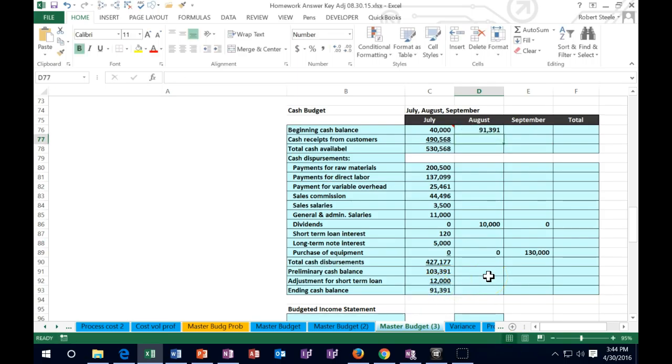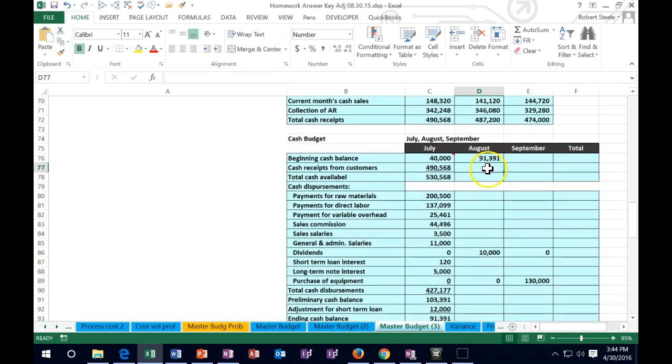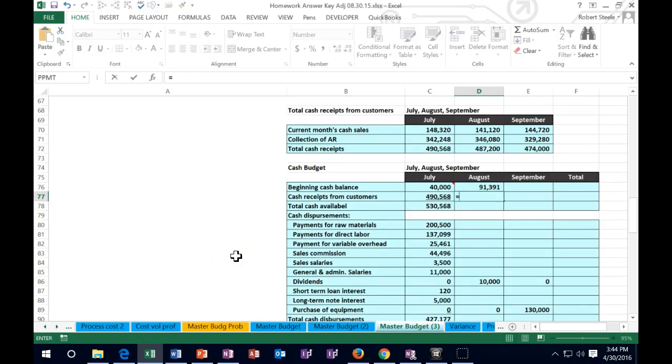That's how the cash flow is going to work. And then we're going to start off with here. We don't have to retype everything in, which is nice. And we are now in cash receipts. Cash receipts will, of course, equal the amount from the total cash receipts up here, 487.2. Then we're going to add these two things up, equals the 91,391 plus the cash receipts here. That gives us the cash available.